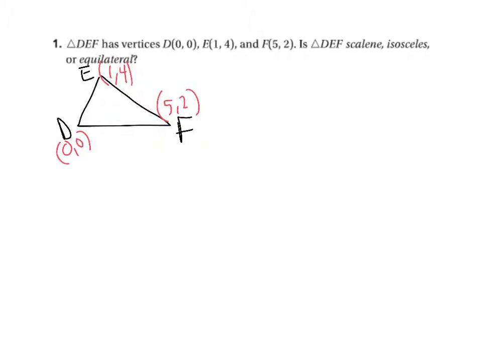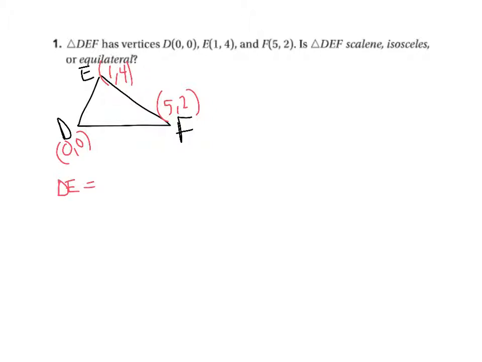In this case, since we want to know what's going on with the side lengths, we would be doing the distance formula. We're going to do the distance formula three different times. We need to find the length of all three sides. So let's start off, and I'm going to try to do this real organized for us. Let's find the length of DE.